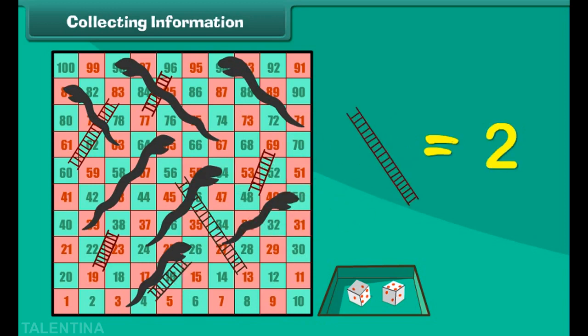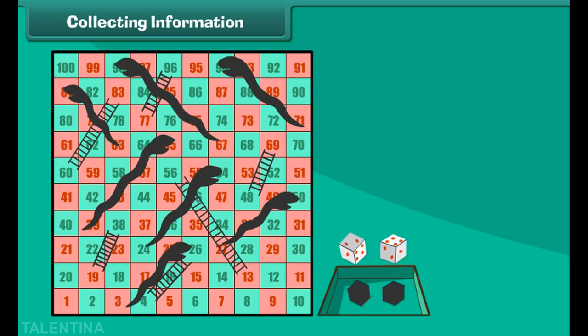Now we count the total number of ladders. 1, 2, 3, 4, 5 and 6. There are 6 ladders. How many dice do you see here? There are 2 dice.